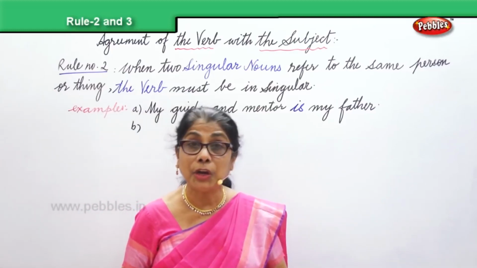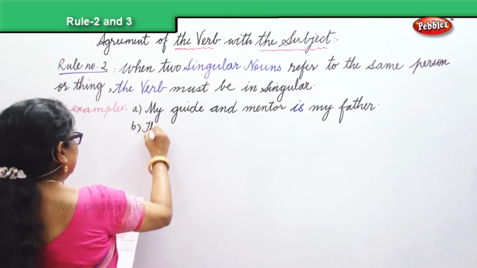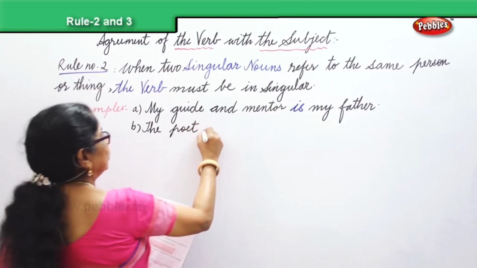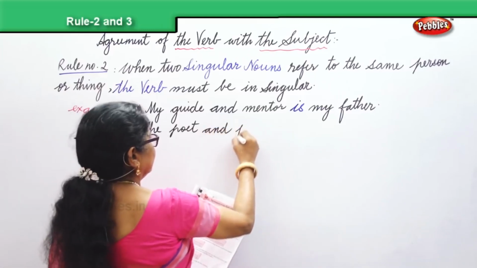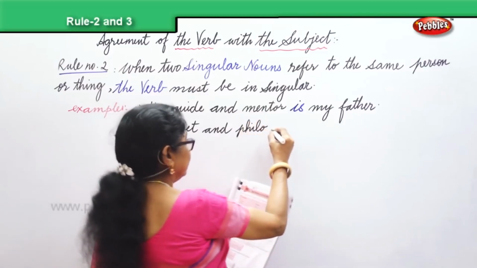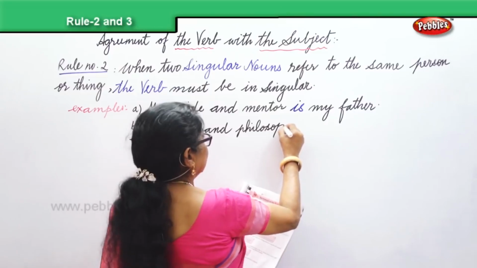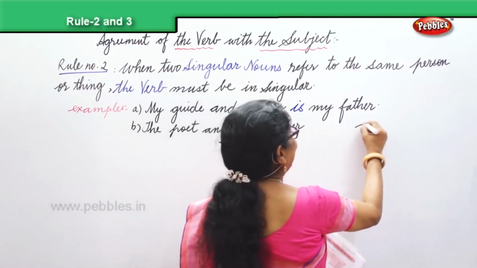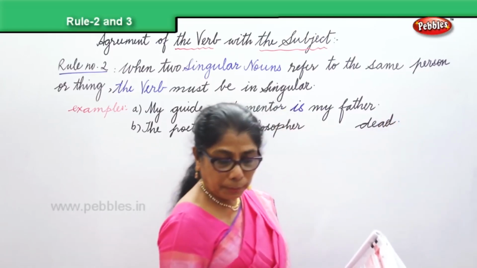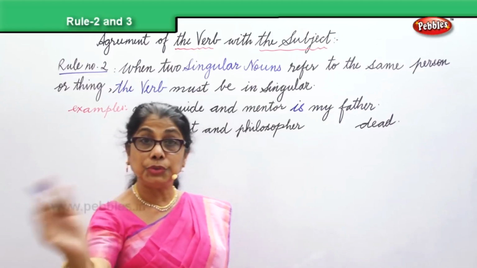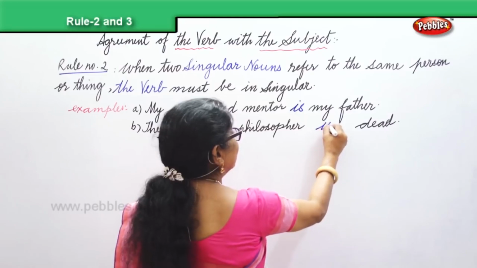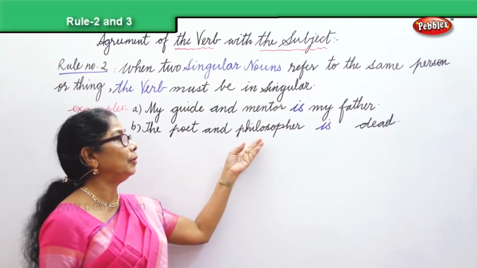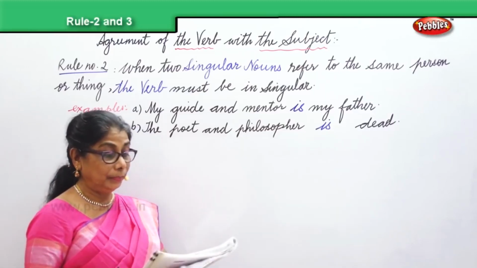The poet and philosopher. Referring to the same person, poet and philosopher. The poet and the philosopher, both are the same. So what verb will that be? You cannot say 'the poet and philosopher are dead.' No, it refers to the same person. So the verb here is singular. When we are referring to the same person, poet and philosopher both are the same, the verb remains singular. And that's a rule too.